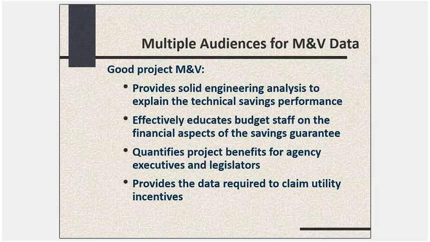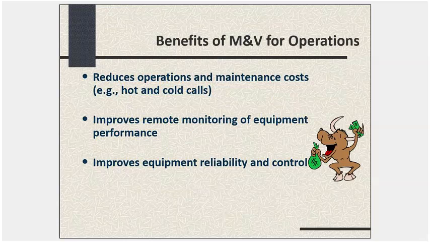One thing I'd say is that there's benefits of M&V for operations as well. You can reduce operation and maintenance costs by having better operating and better controlled equipment. You may have better ability to remote monitor equipment performance, which may save you legwork in the field, and there can be some labor savings for operators who don't necessarily have to go remotely into a field to determine the condition of equipment. And it can improve overall reliability and control of equipment as well.